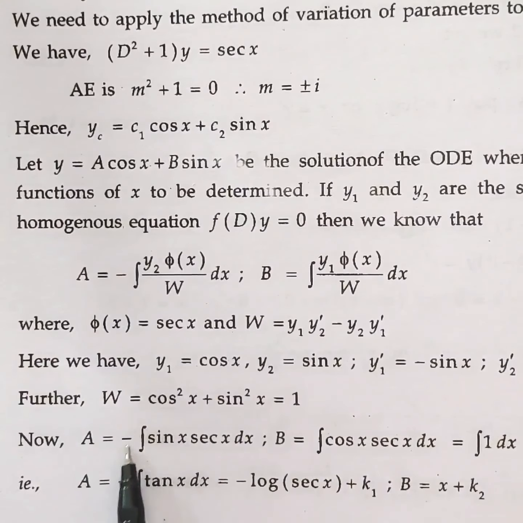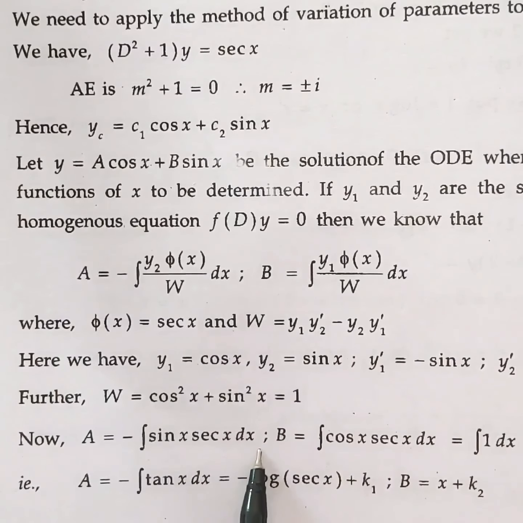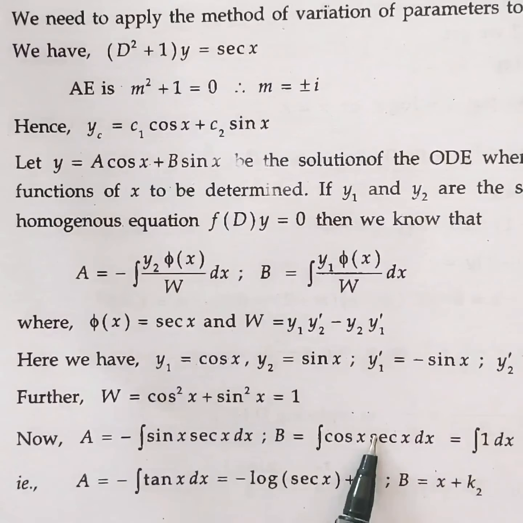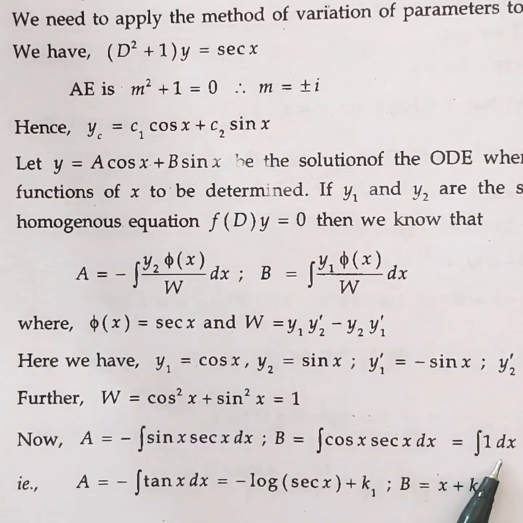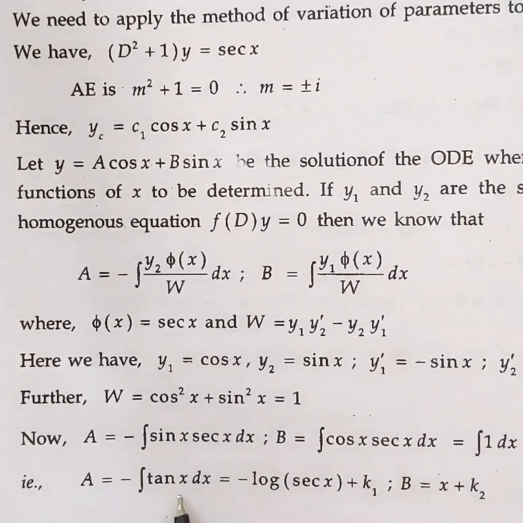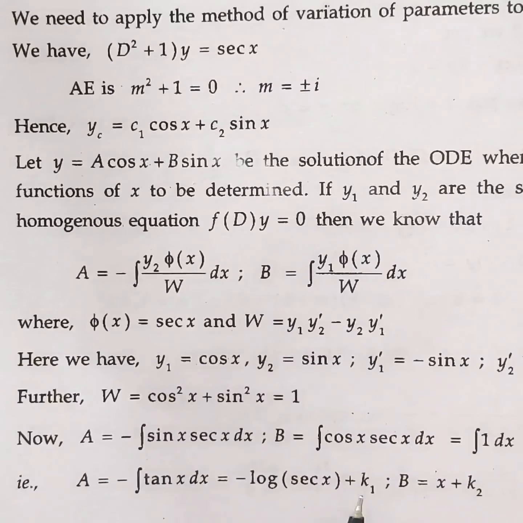So we have taken that, and the Wronskian is 1. So a is minus integral of sin x secant x dx, the denominator is 1, so not at all a problem, and b is integral of cos x secant x dx. So cos x and secant x will get cancelled, integral of 1 dx, so I will get x plus some constant k2. And this one is 1 by cos, right? So sin by cos is nothing but tan. Integral of tan is log of secant x. The negative sign is there as it is, plus some constant k1.